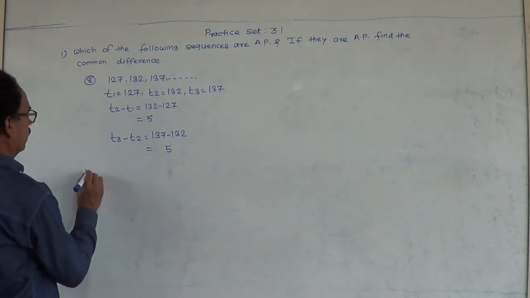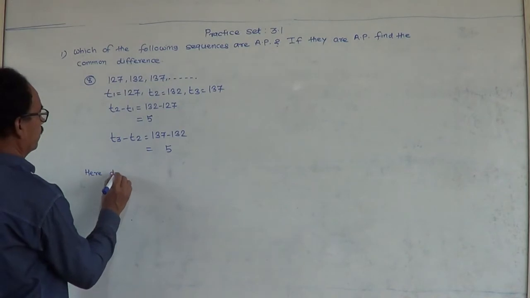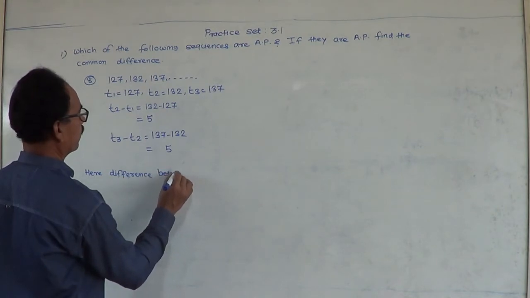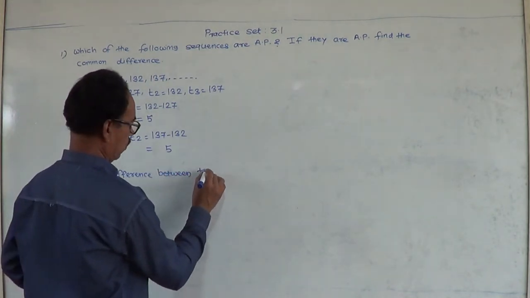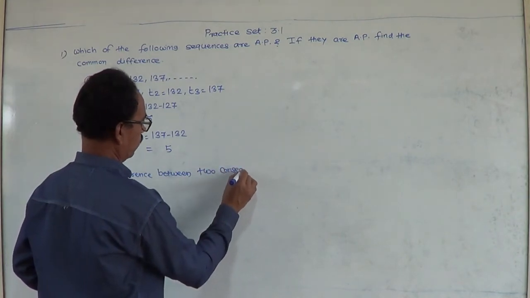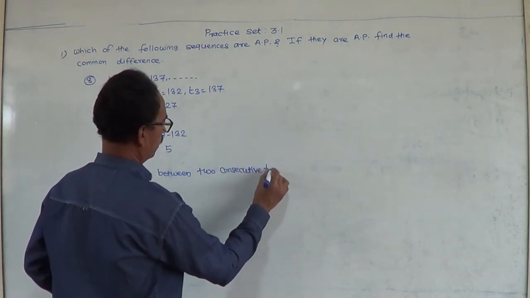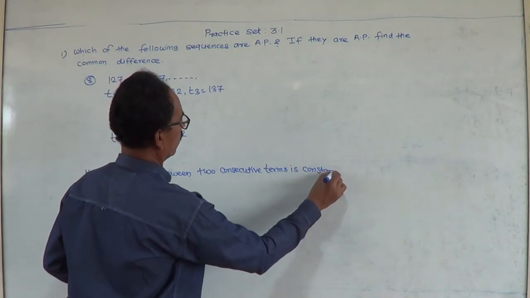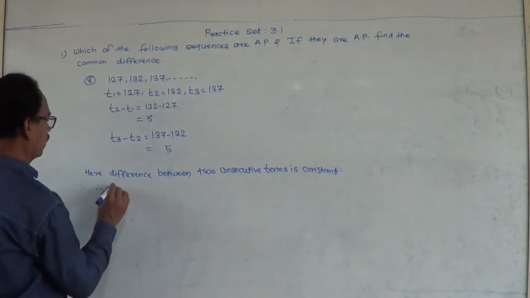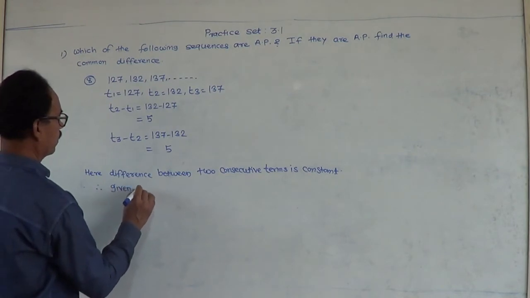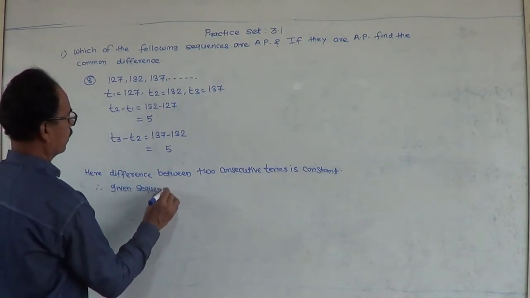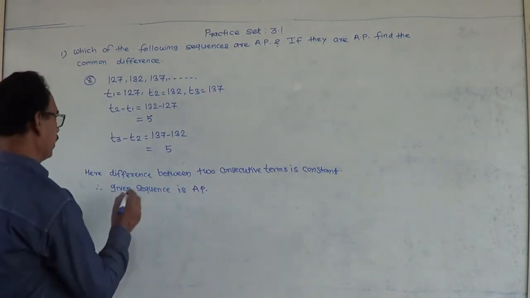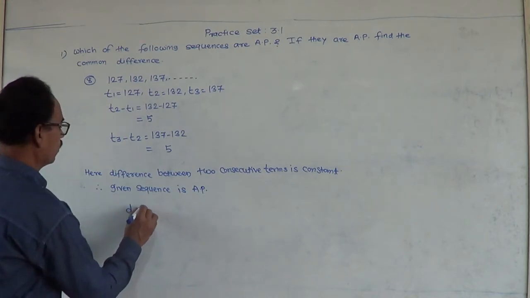Again here the difference between 2 consecutive terms is constant, and so the given sequence is AP, and so the value of D is equal to 5.